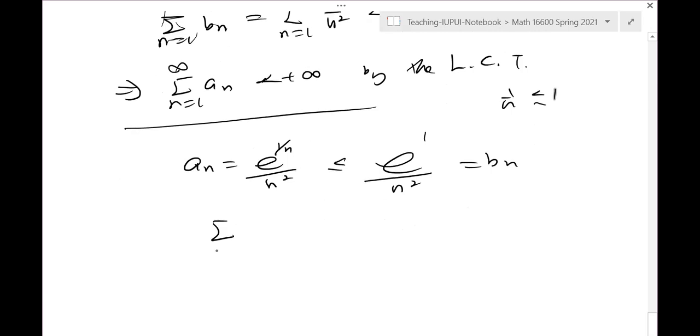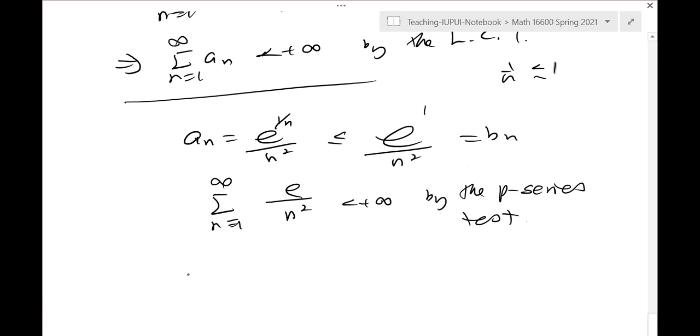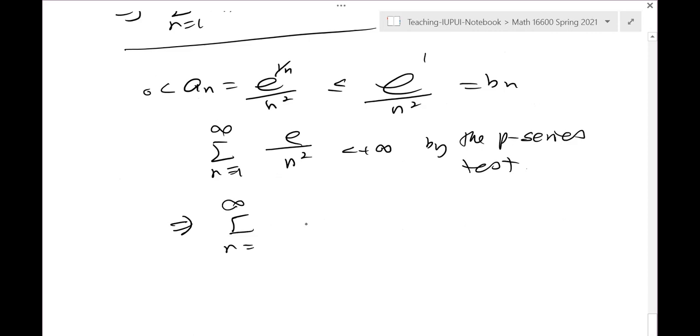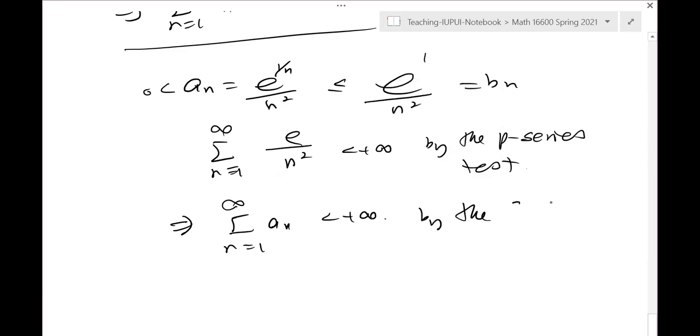So this one is convergent, because e to the 1 over n squared is finite. This is by the p-series test. So essentially it's the same as the limit comparison test. Because this side is positive, that implies this limit is finite, okay? And by the comparison test.